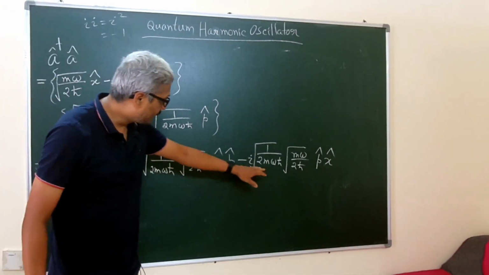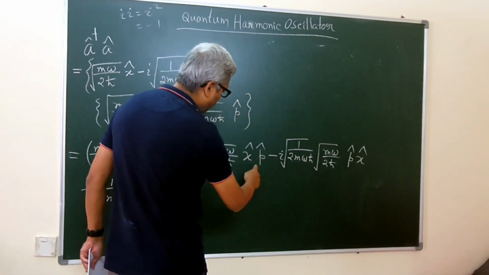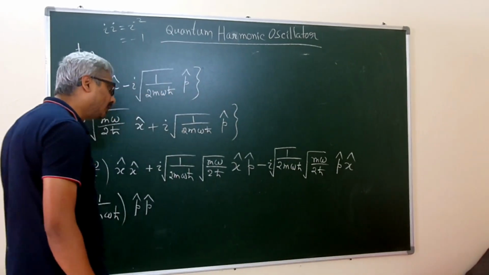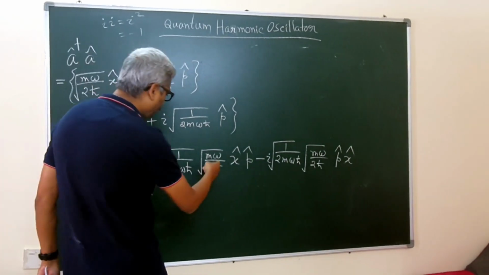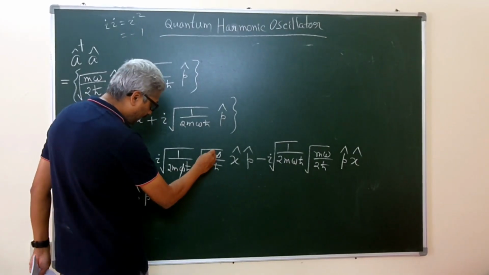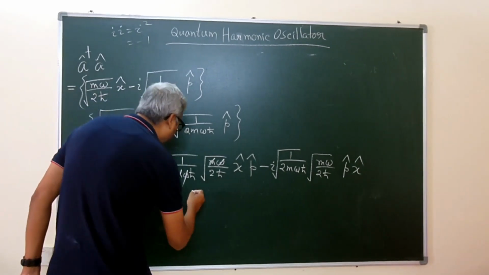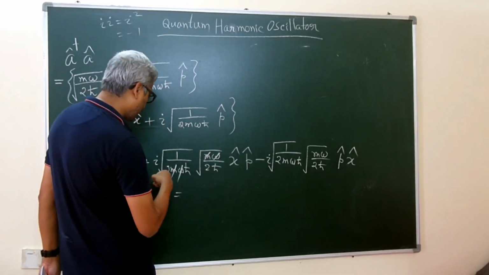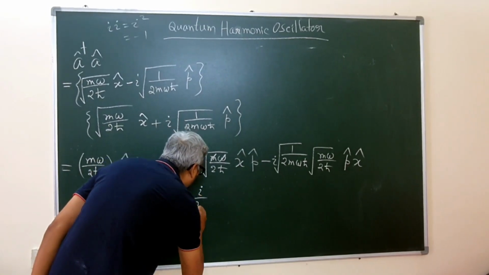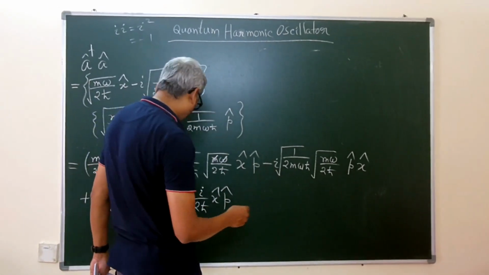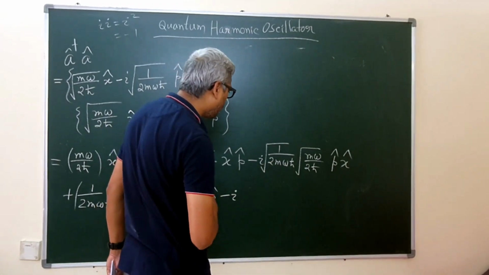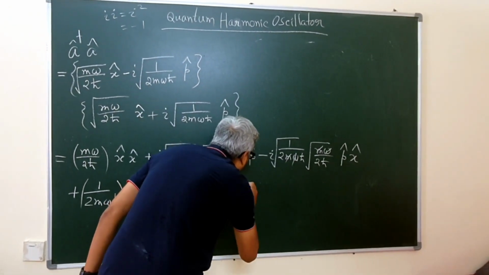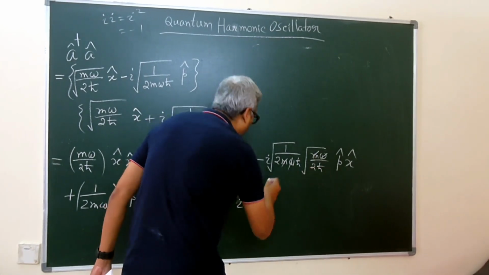Next we focus on these two terms, the xp and px terms. Please remember that xp is not equal to px. In quantum mechanics, x and p do not commute, so we have to take care of that. Here omega cancels with omega, and m cancels with m. So this term will be i by twice h bar xp, and from here we will get minus i by twice h bar px.